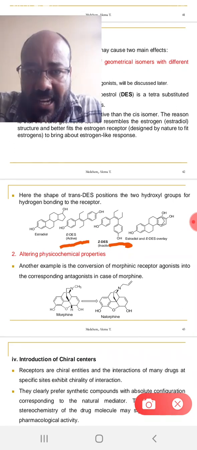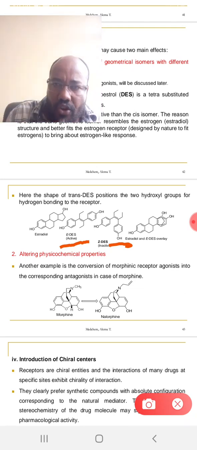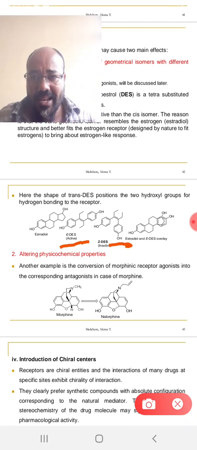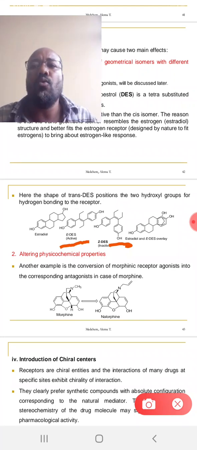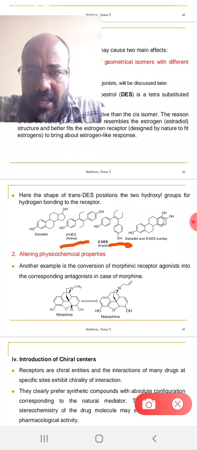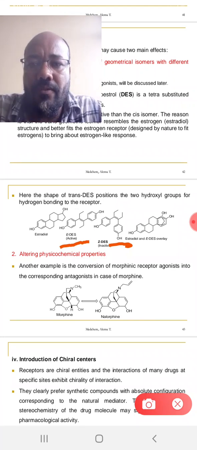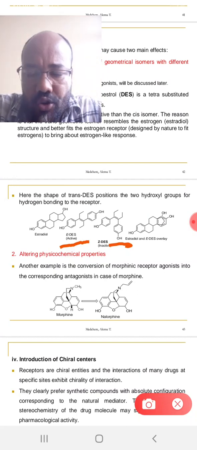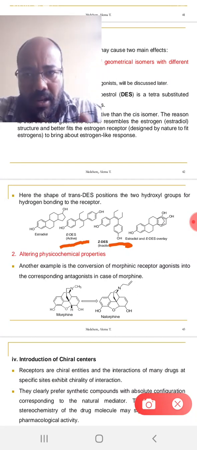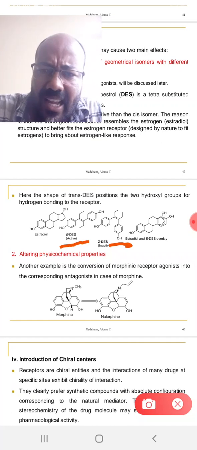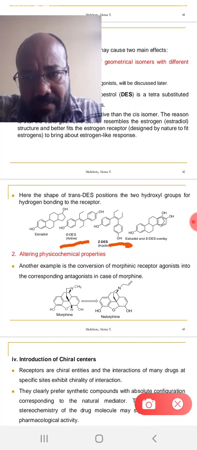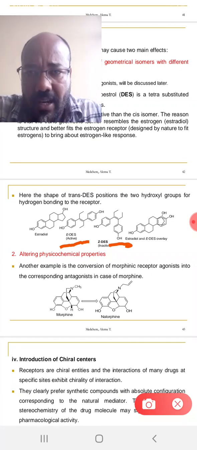This is the second one. Therefore, introducing a double bond on drugs or compounds will produce a new pharmacological or biological activity. By introducing a double bond, we can generate a new compound. That is another possibility, another approach for discovering a new drug.